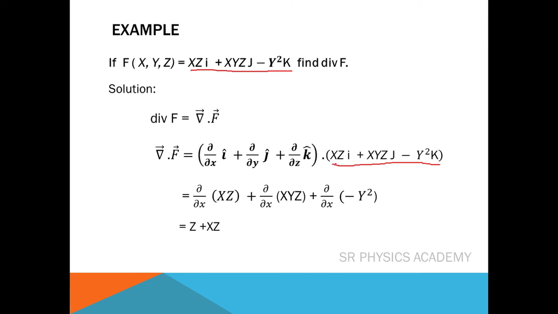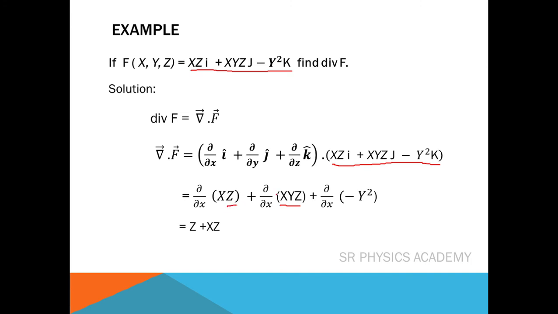Then what is the value here? xz. Now dou by dou y of xy. Next is dou by dou z of y square. Here it is minus y square, because the sign here is minus. The other two terms are plus. So after differentiating, the term with respect to x gives us only z.